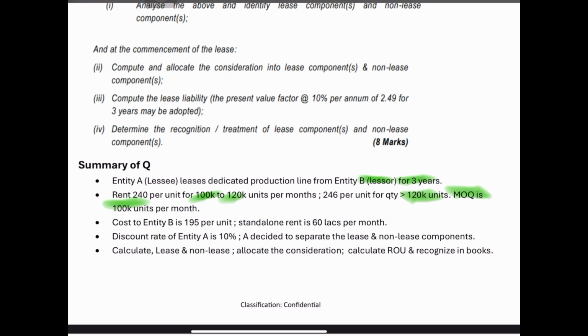And cost to entity B is 195 per unit, that's the job cost. And standalone rent is 60 lakh per month. Okay, and discount rate for entity A is 10%. Entity A decided to separate the lease and non-lease component, allocate the consideration, calculate ROU and recognize in books. So that's the summary of the question.